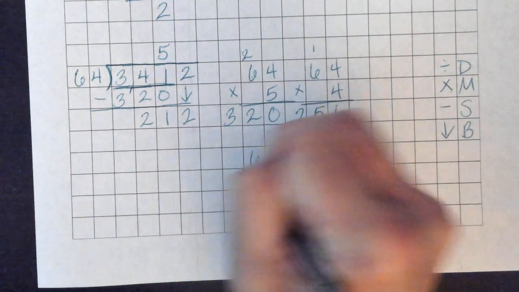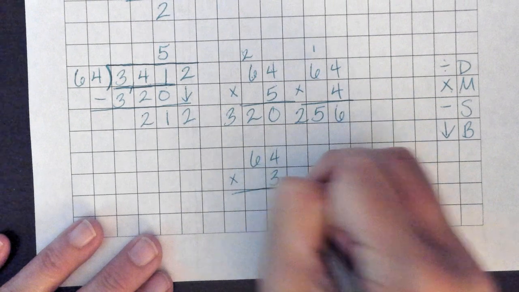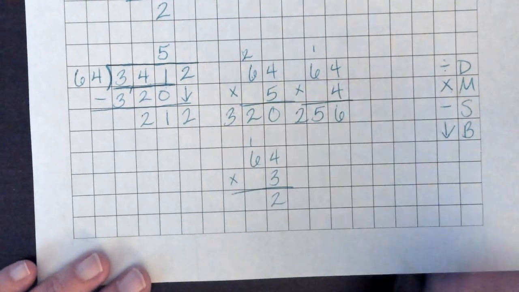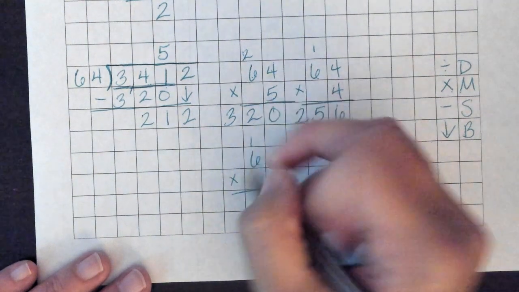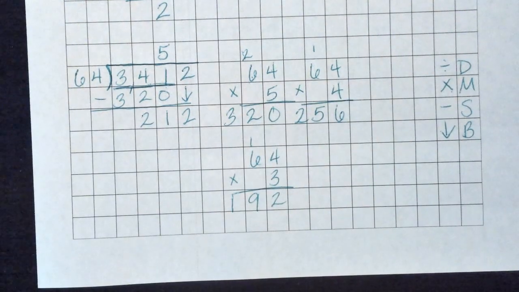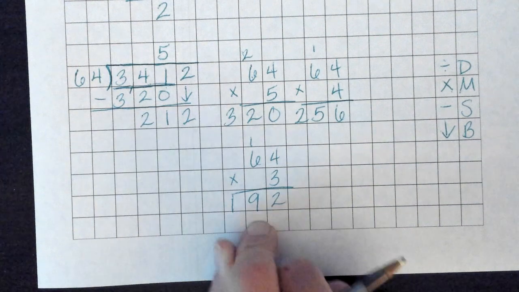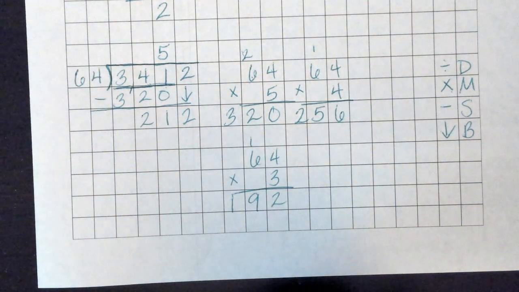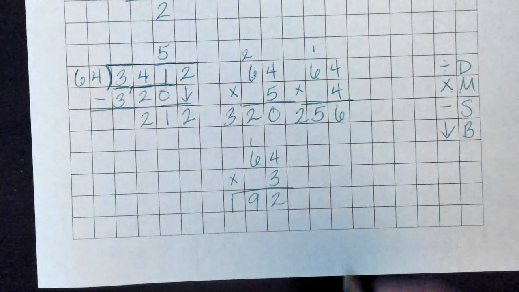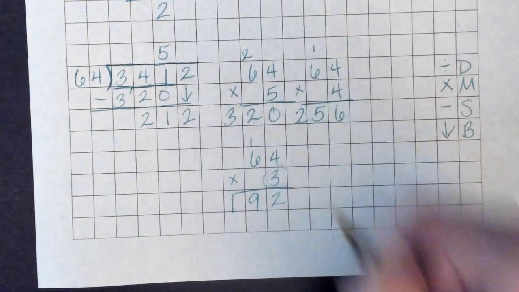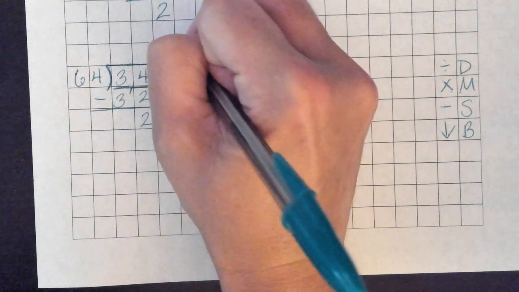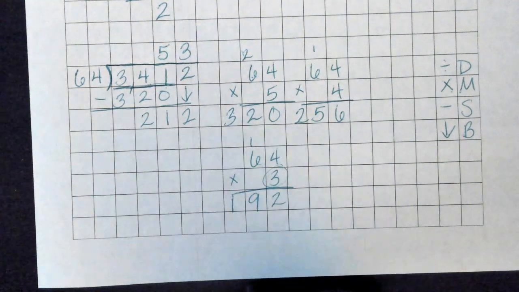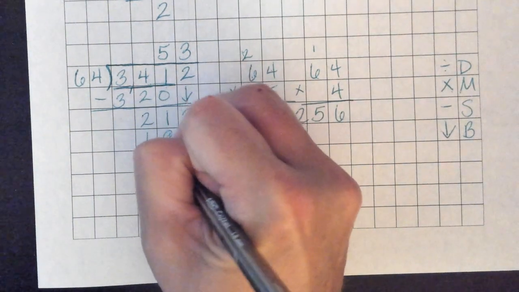Now I would do 64 times 3. 3 times 4 is 12. 3 times 6 is 18, plus 1 is 19. Okay. 192 is the closest I can get to 212 without fitting in another 64. So what did I do? I just did 3. So that's how I know a 3 goes up here. And then 3 times 64, I just figured out, is 192.